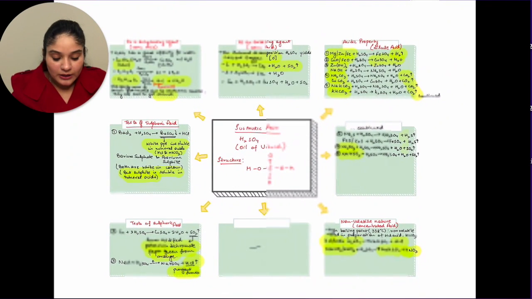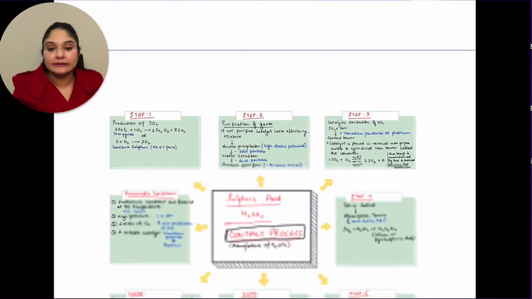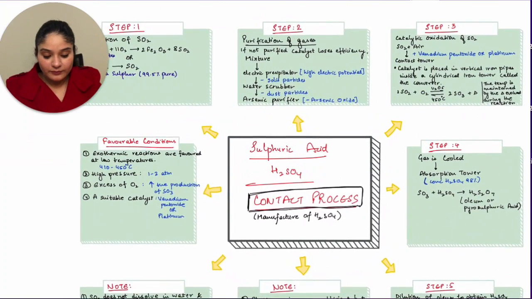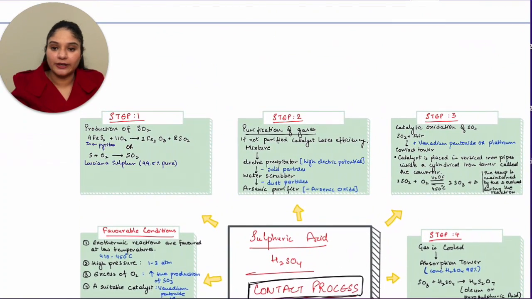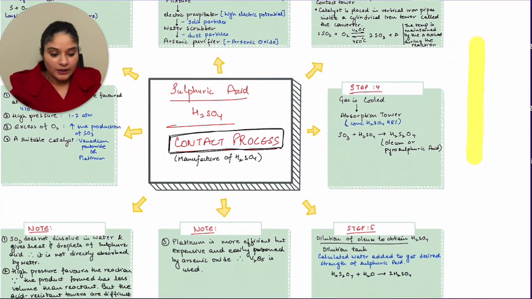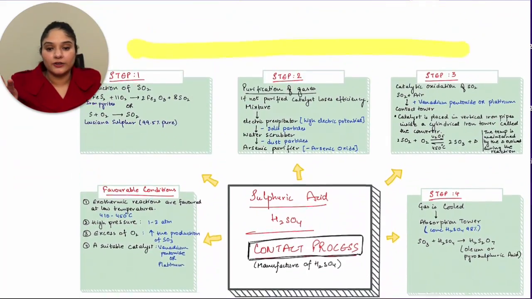In this section, we have done everything that is related to the properties of sulfuric acid. The next is your contact process. Contact process is very important. The way this page is written out is that you have step 1, step 2 going like this, then step 5 coming down. And after that, we look at any conditions or notes that we need to know.